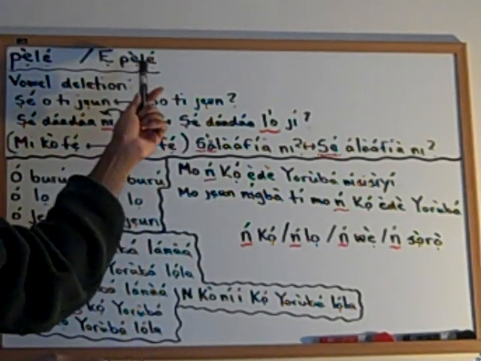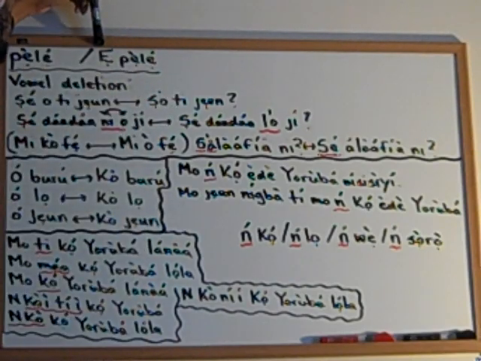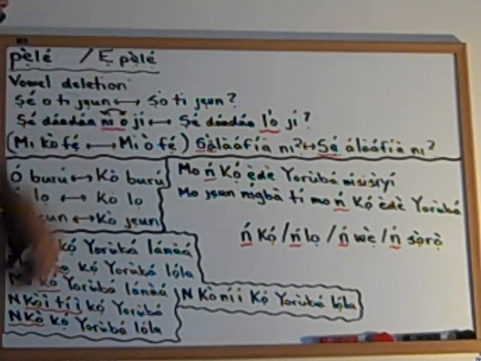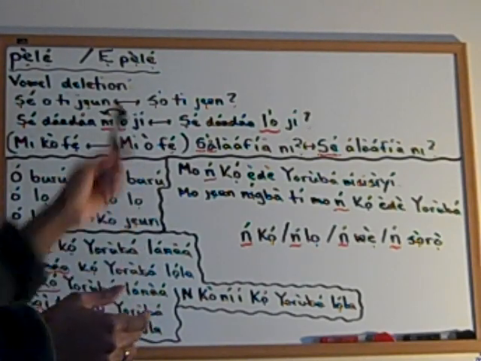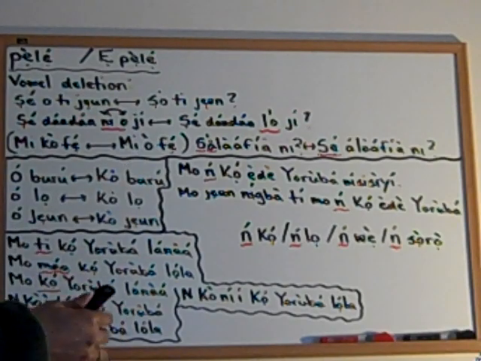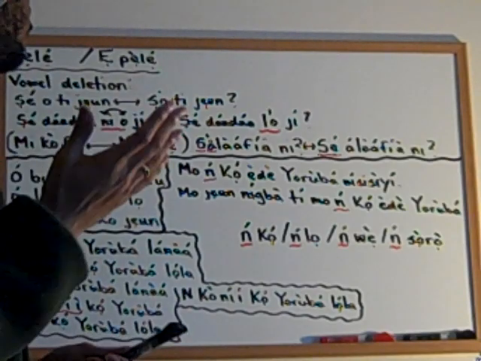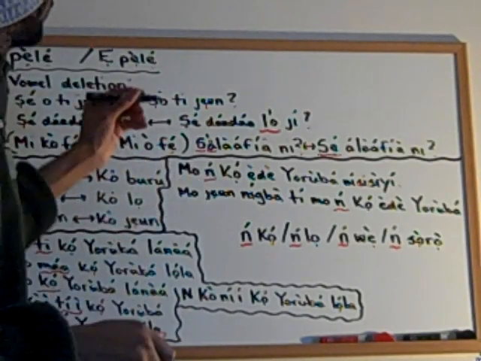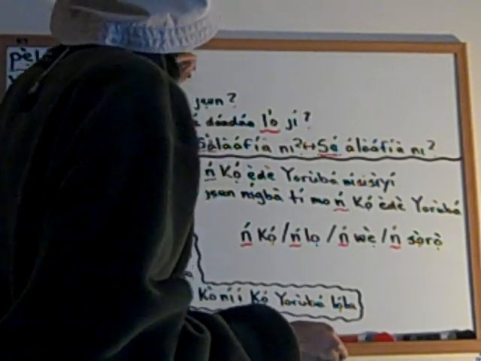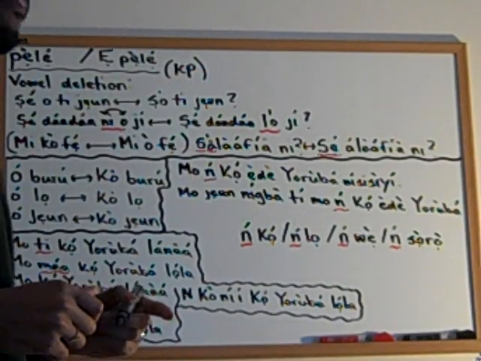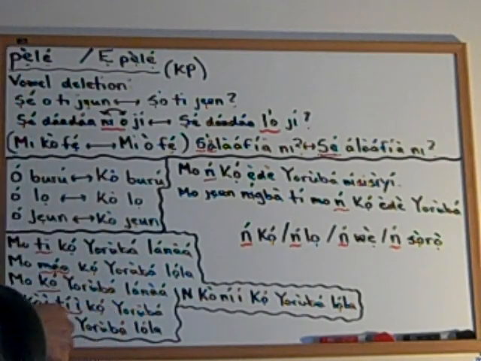Now, when you say ek pele, I'm still trying to get used to the pronunciation of the Yoruba. This is like greeting an elder. It's very, very polite. So, ek pele. The P is kind of weird because it's not a normal P. It's like a K. When you say the P in Yoruba, it's a combination of a K plus a P, so it's pele. Yeah, that's interesting.